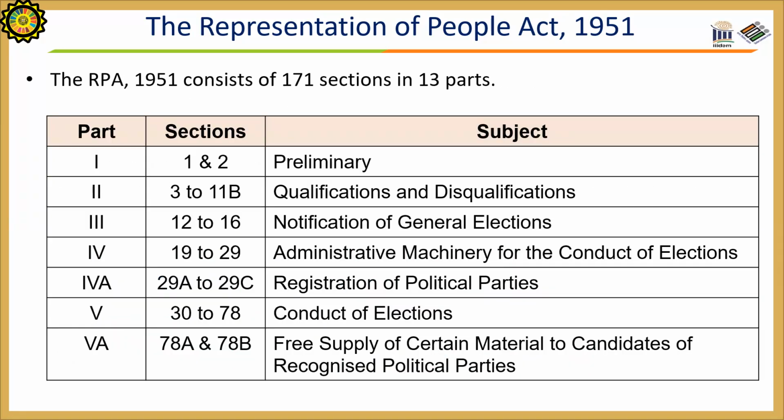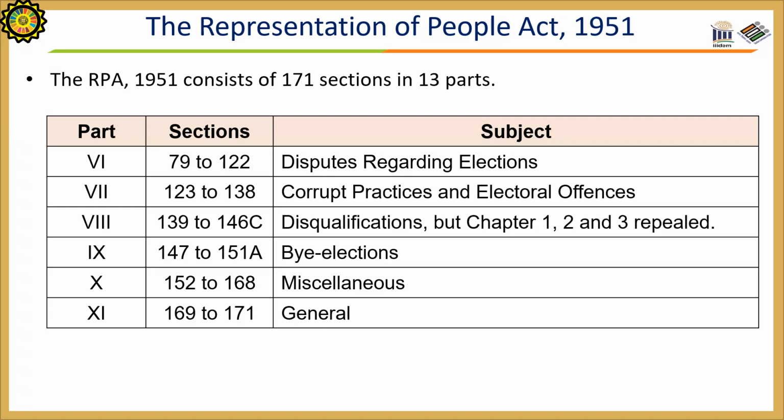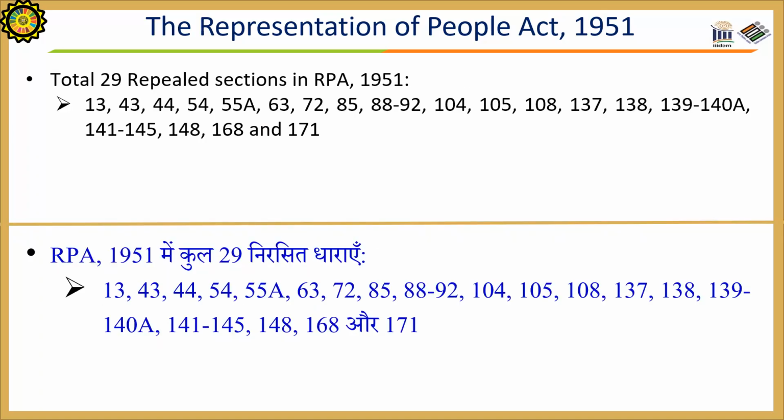The RP Act 1951 consists of 171 sections in 13 parts. These are shown on the screen. There are a total of 29 repeal sections in RP Act 1951, and these are shown on the screen.